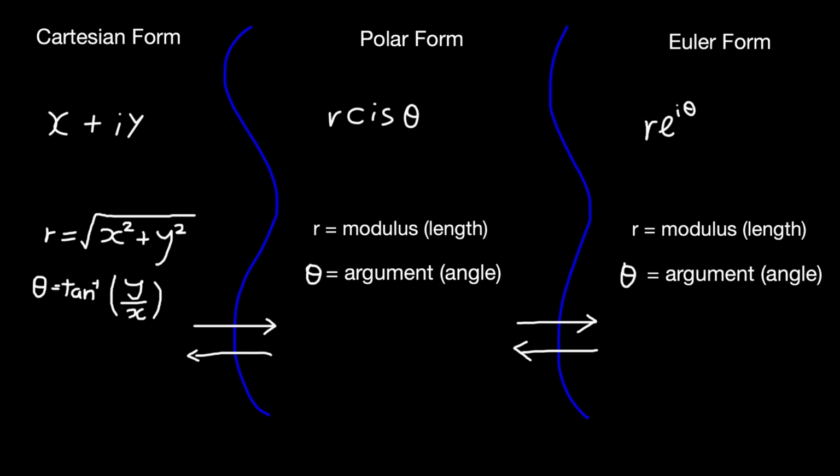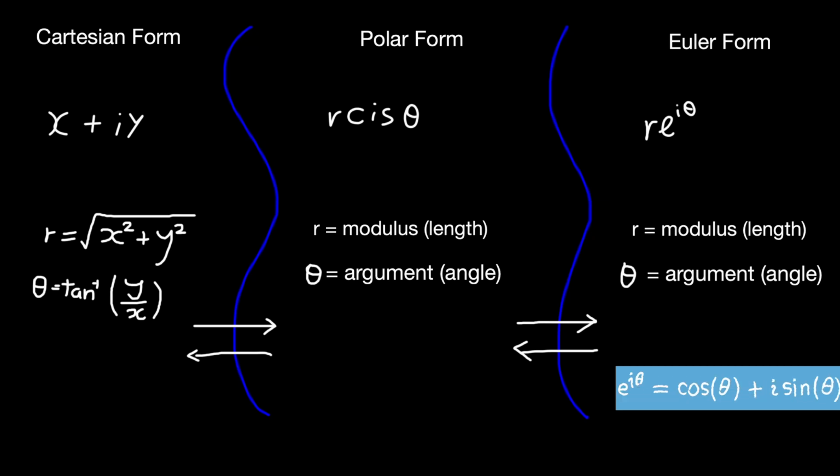This can be imagined as a vector originating at the origin and pointing out into some direction at the coordinate that would be expressed in the Cartesian form. Euler form is very similar to polar form and is simply another way to express it.